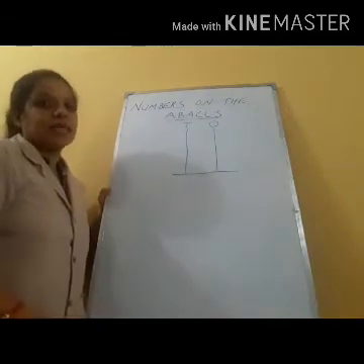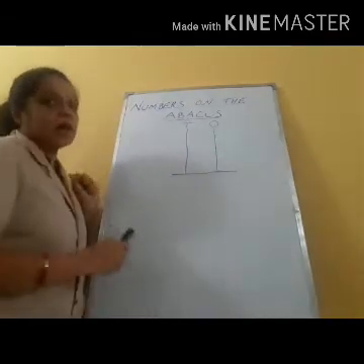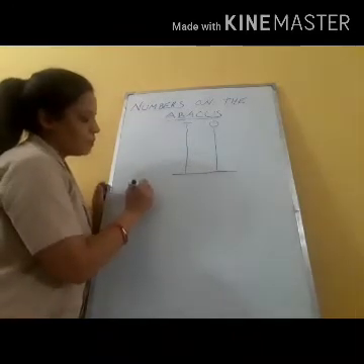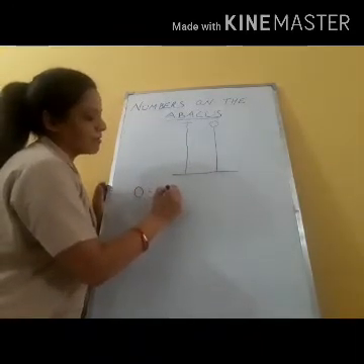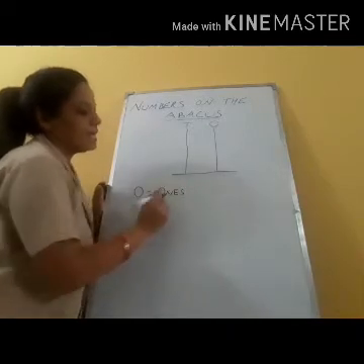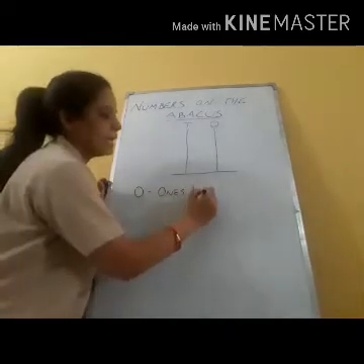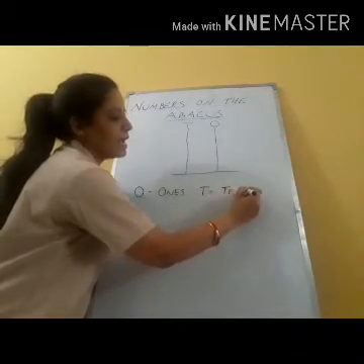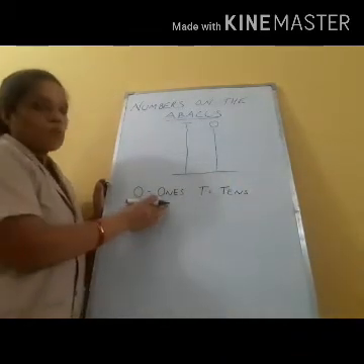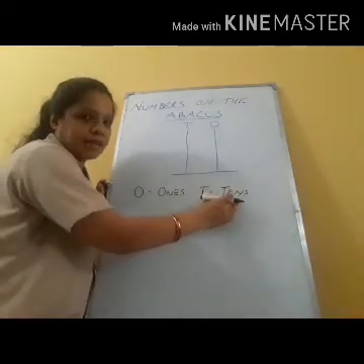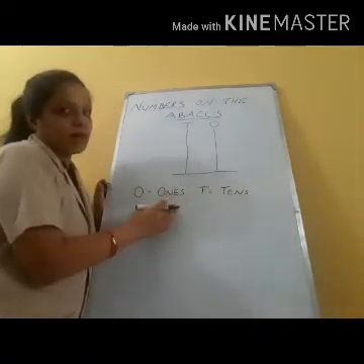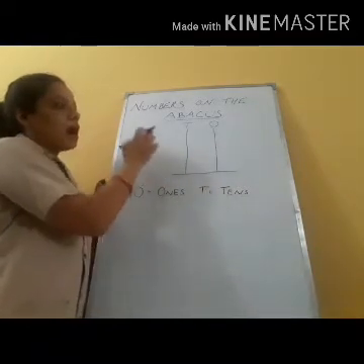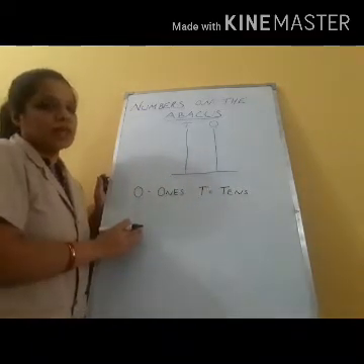What are O and T? O and T are place values. O means ones, O-N-E-S, ones. T means tens, T-E-N-S, tens. O, ones. T, tens. These are place values, ones and tens. Now, how do you show numbers on this abacus?